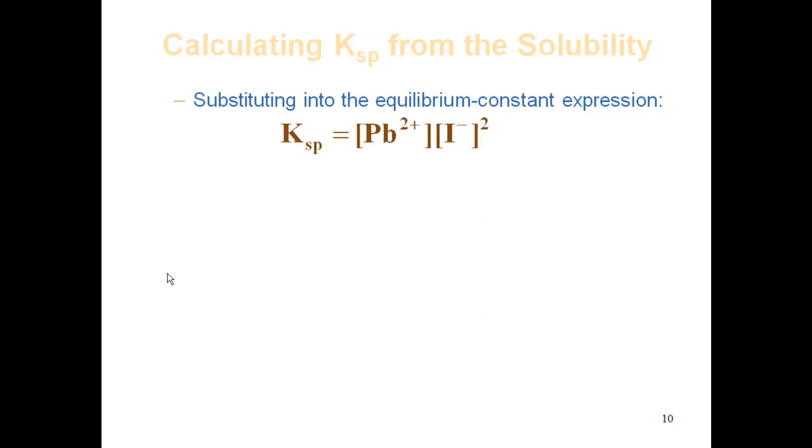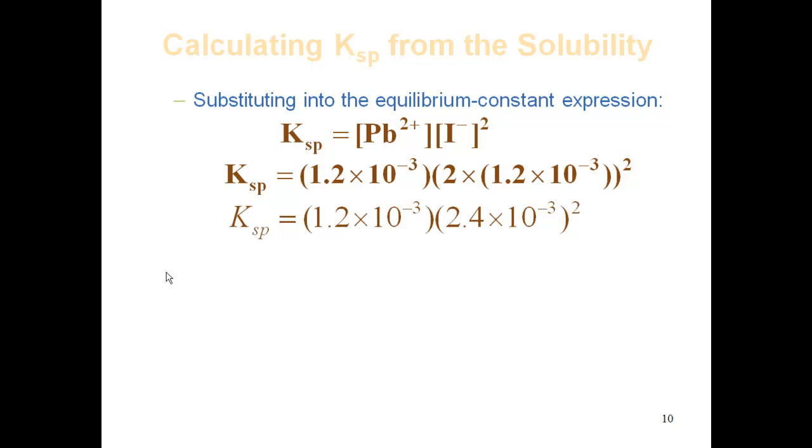So, we now write out Ksp, which is your lead-2 ion concentration to the first power, times the concentration of your iodide squared, which is 1.2 times 10 to the negative 3rd for the concentration of lead, times 2 times 1.2 times 10 to the negative 3rd, that whole thing squared, because that represents the total concentration of I minus. In other words, 1.2 times 10 to the negative 3rd times 2.4 times 10 to the negative 3rd, squared. Continuing on, Ksp is 6.9 times 10 to the negative 9th.